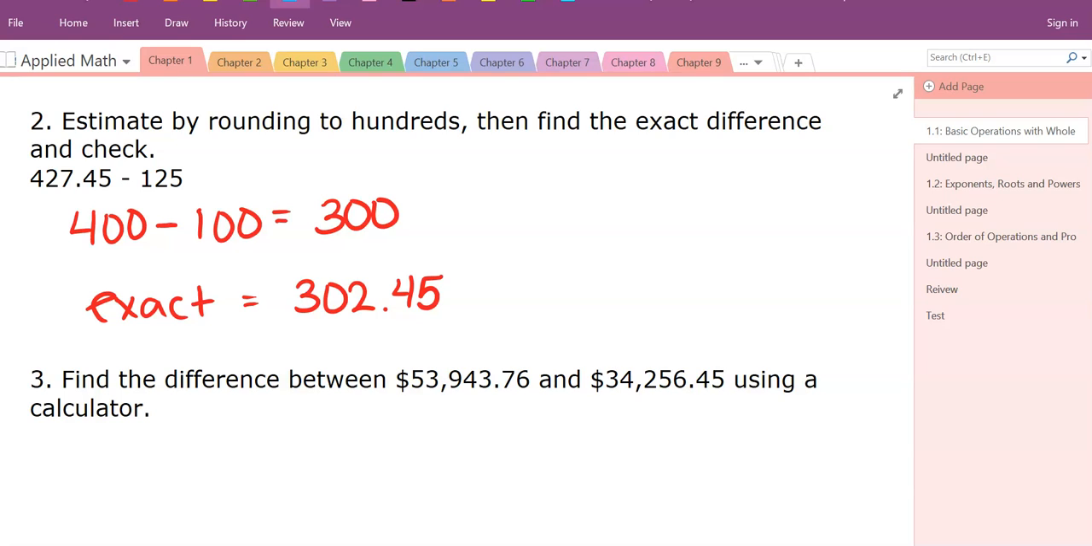Okay, for this next one, they would want you to use a calculator, so I would go ahead and subtract those, and when you do that, you're going to get $19,687.31.